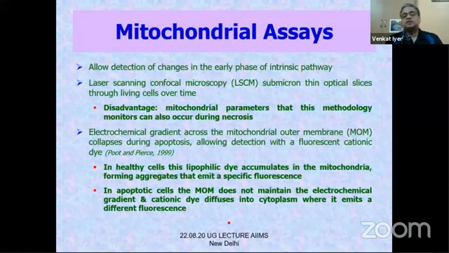There are complex mitochondrial assays available. So you can use laser scanning confocal microscopy to directly look at mitochondrial changes. Is it swelling? Is it leaking? Is it not? By using submicron optical slices of living cells. Another is to measure the electrochemical gradient using lipophilic dyes, which either accumulate in the mitochondria if there are healthy mitochondria, or accumulate in the cytoplasm if the mitochondria are damaged.